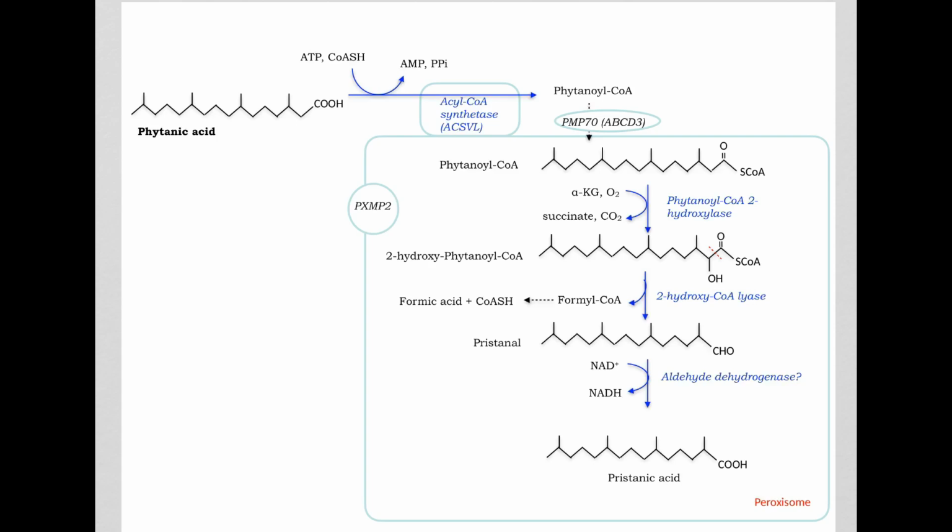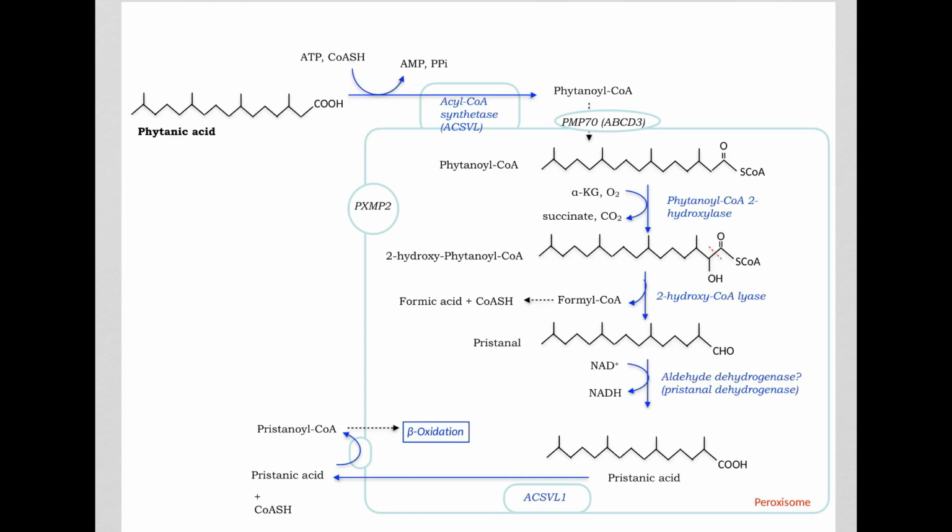So through these alpha oxidation reactions, the methyl group, which was at position 3, is now at position 2 in pristanic acid. Pristanic acid now can undergo beta-oxidation.